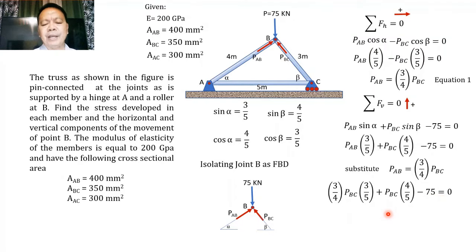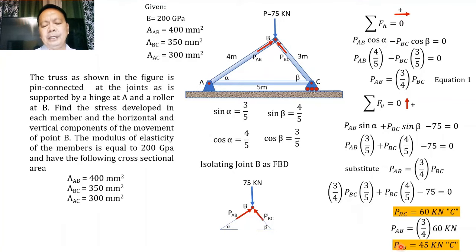Now simplifying this equation, we shall be able to solve for P of BC, which is equal to 60 kilonewton, and because the direction of P of BC is directed towards the joint, P of BC is subjected to compression. Now substituting the value of P of BC in the equation for P of AB, we can solve for P of AB, which is equal to 3/4 of 60, and therefore P of AB is equal to 45 kilonewton. You will notice that P of AB is also subjected to compression, as AB here is directed towards the joint.